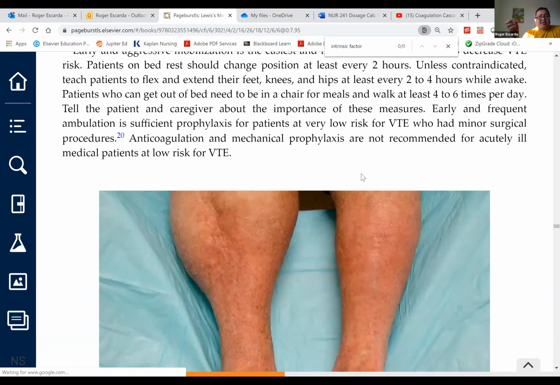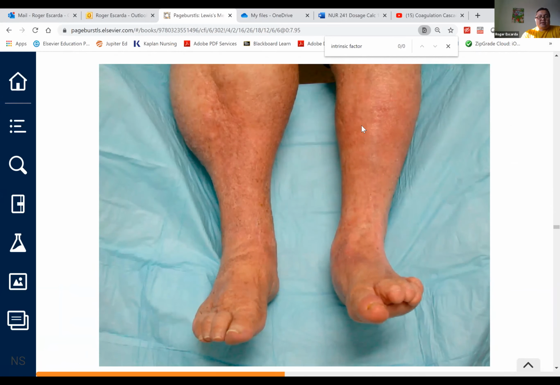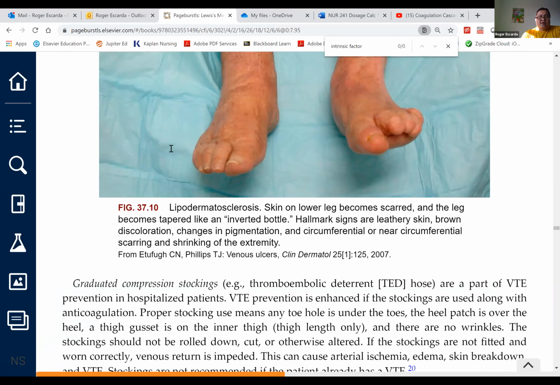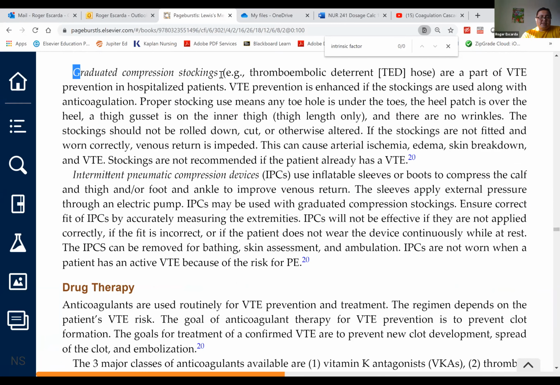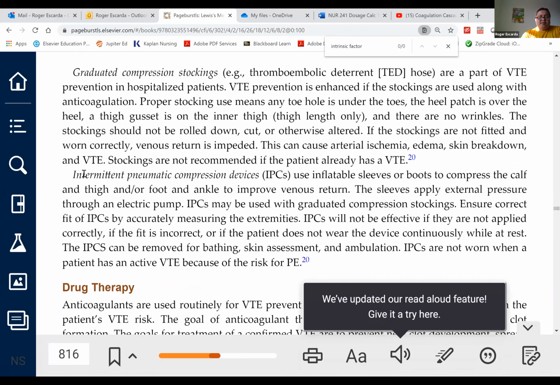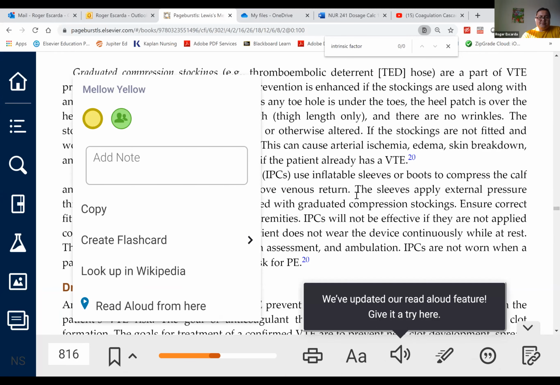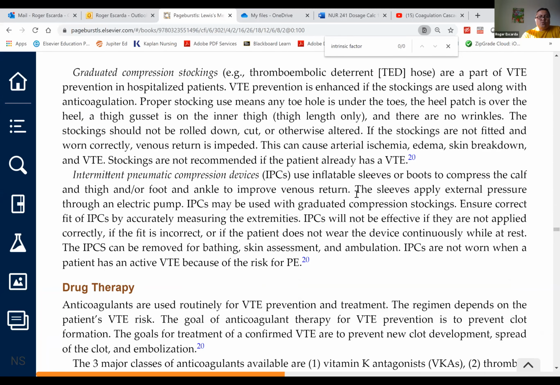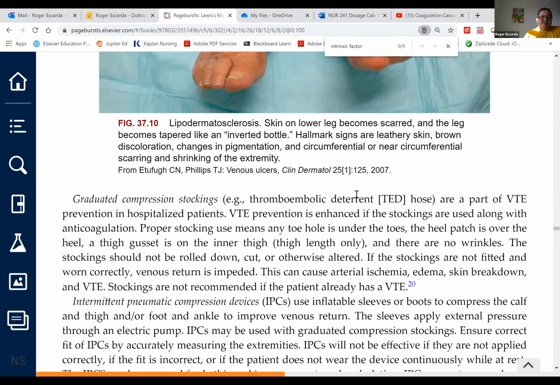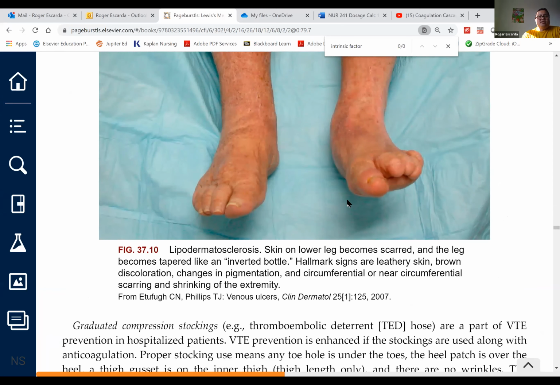But these patients are very high risk for DVTs. Others are stockings, or these compression devices right here. You know, PCDs or SCDs, right? You've seen them, you've applied them on patients. So why these? Why ambulation? Why stockings? Why compression devices? What are all these things trying to do?